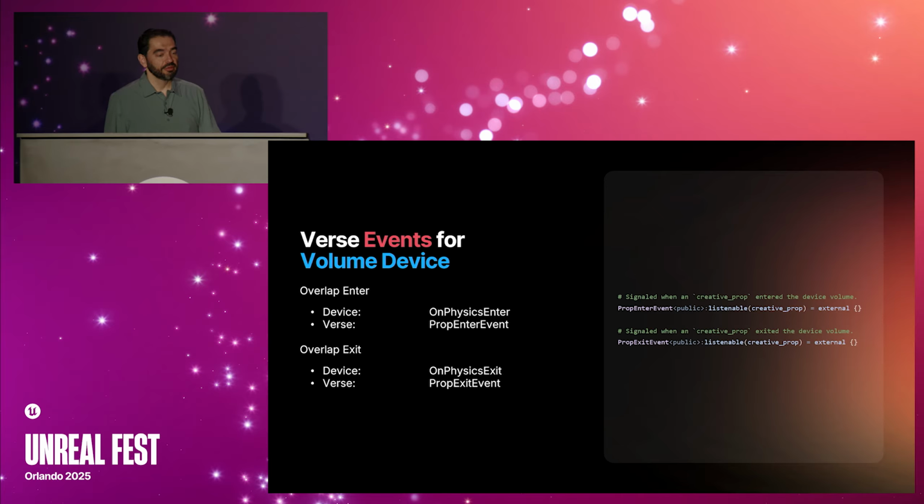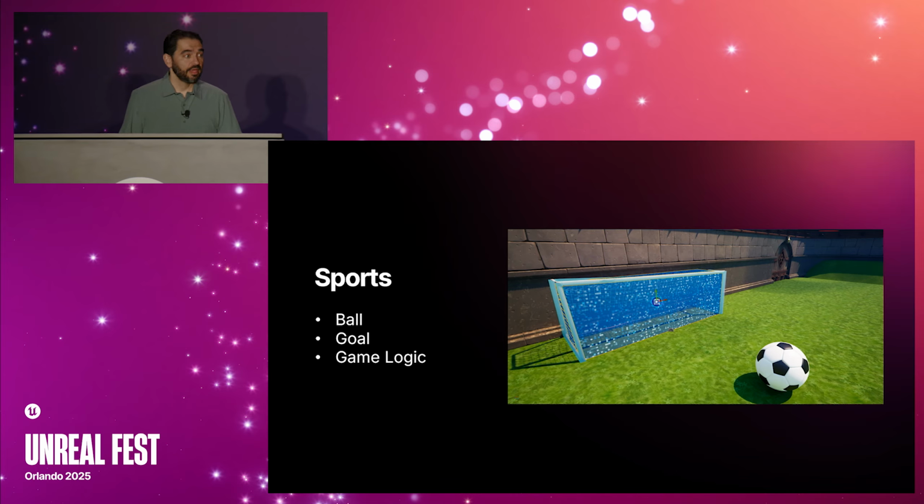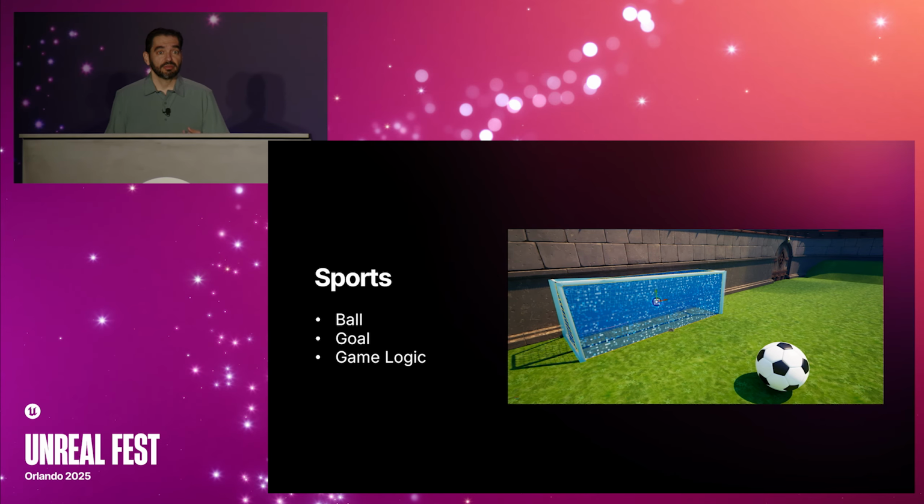Okay, so using everything we've learned, let's make a sports game. I want to make a game where I have a ball. I know how to do that. I have a goal that's going to be a volume device. And then I want to write my game logic. What I'd like to do with this ball is every time that ball gets hit and pushed into a goal, I'm going to score. I'm going to take the ball and I'm going to teleport it out of bounds real quick, then reset the ball and let gameplay resume.